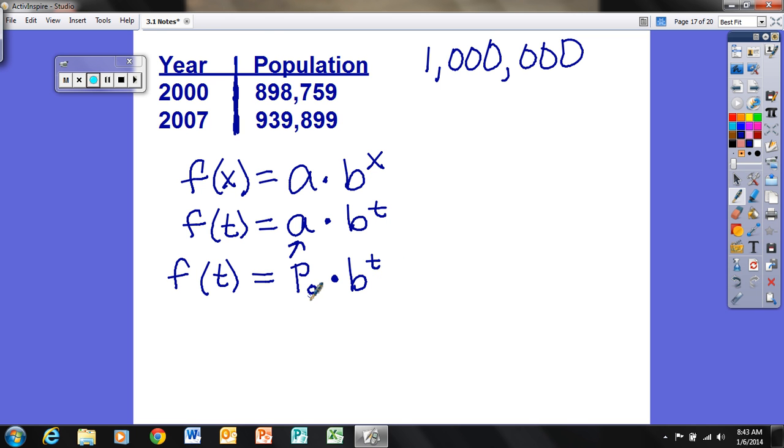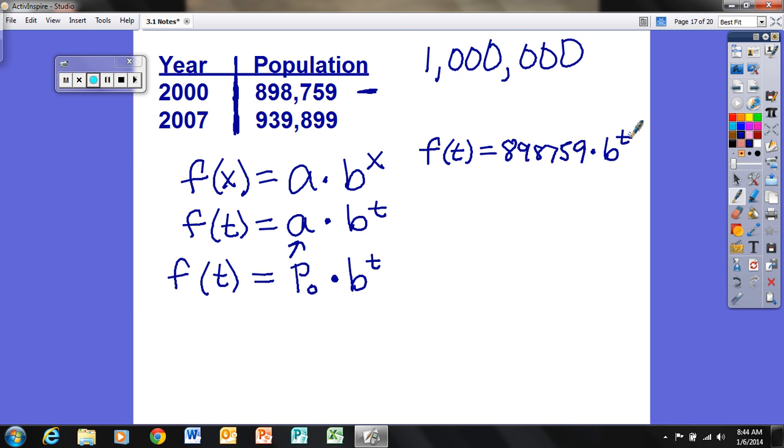We know that P0 is the initial value. And if I'm looking at from 2000 to 2007, this is the only information they give us. So our initial population is this number right here. So now I can rewrite this into my function. F of t equals the initial population 898,759 times b to the t.